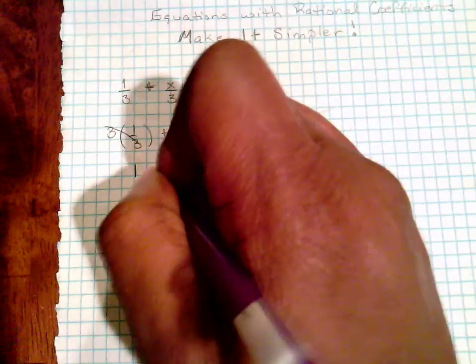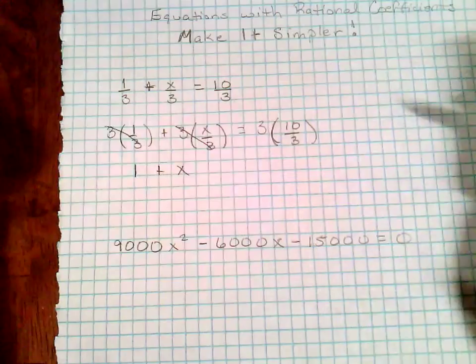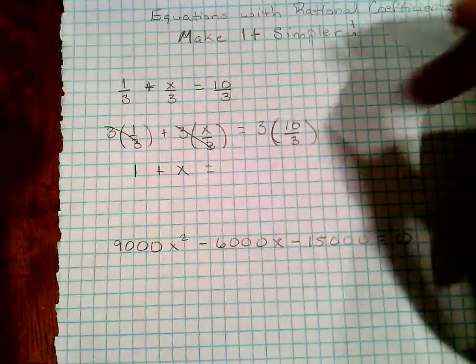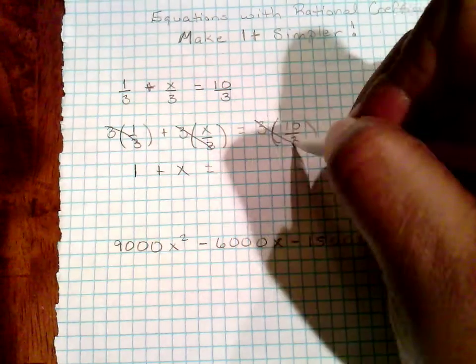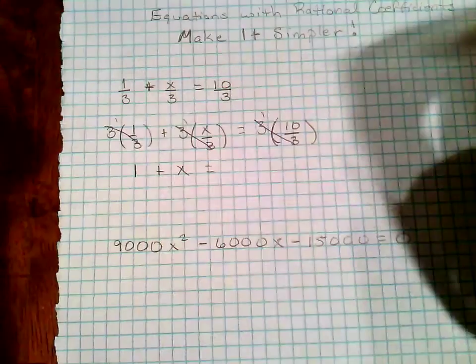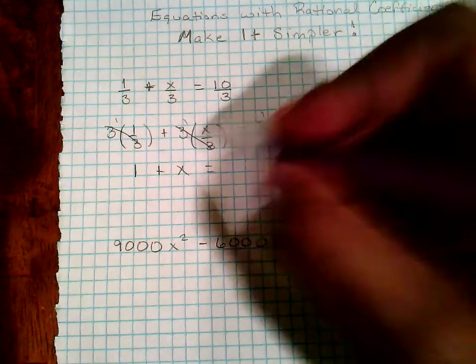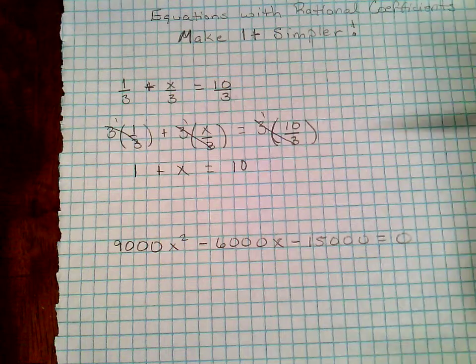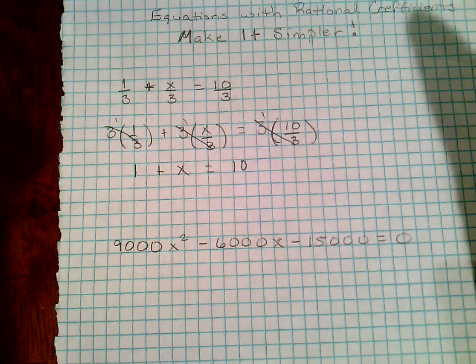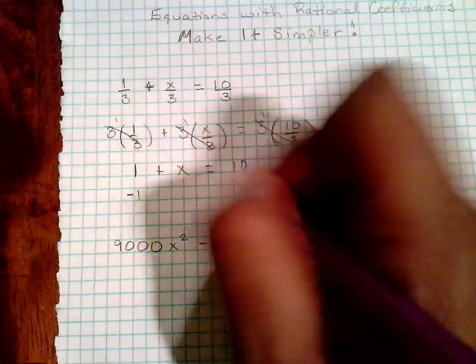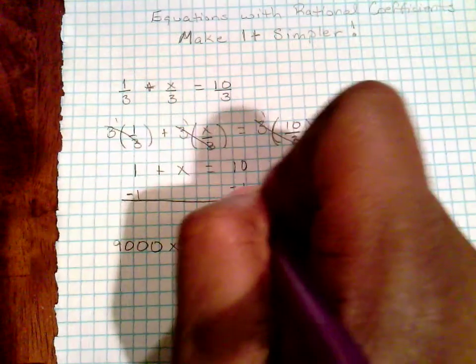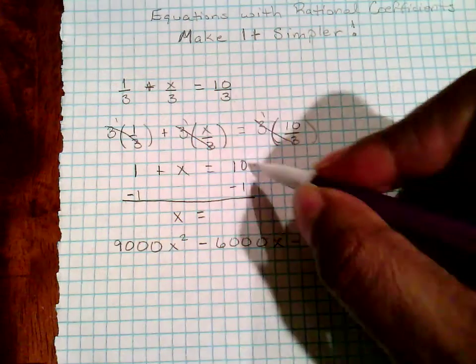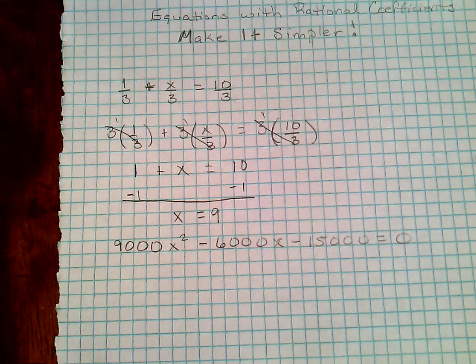All right, now let's simplify it. 3 divided by 3 is 1, so I'm left with 1 here, plus 3 divided by 3 leaves me with x here, and that's going to be equal to 3 divided by 3 is also 1, and 1 times 10 is just 10. Now, I have 1 plus x equals 10. To solve my equation, I will subtract 1 on both sides. And so this will give me x equals 10 minus 1 is 9. So I have x equals 9.